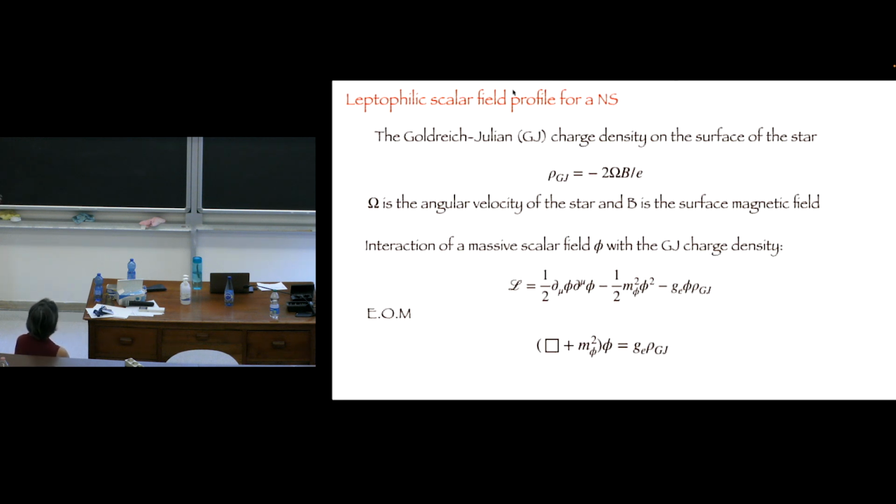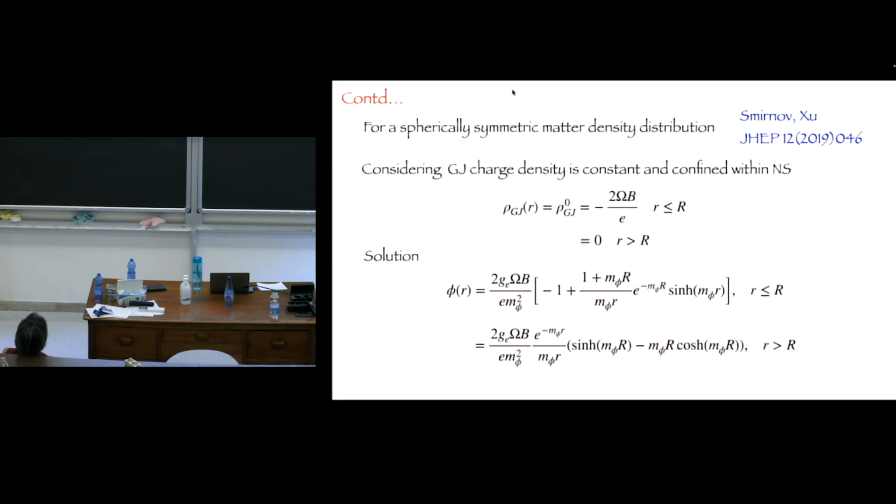So you can write the Lagrangian for some scalar field, where the scalar field is now coupled with the Goldreich-Julian charge density, so it's phi rho_GJ. And you can calculate the equation of motion for the scalar field, and you will get these solutions.